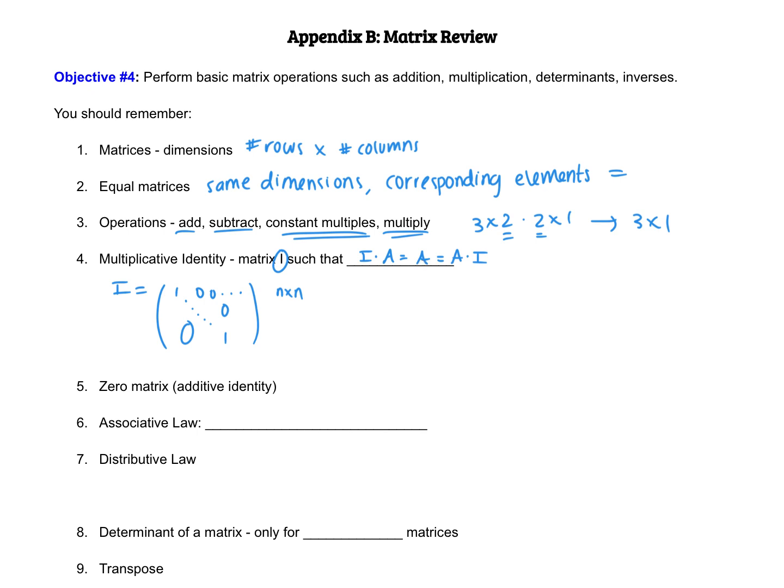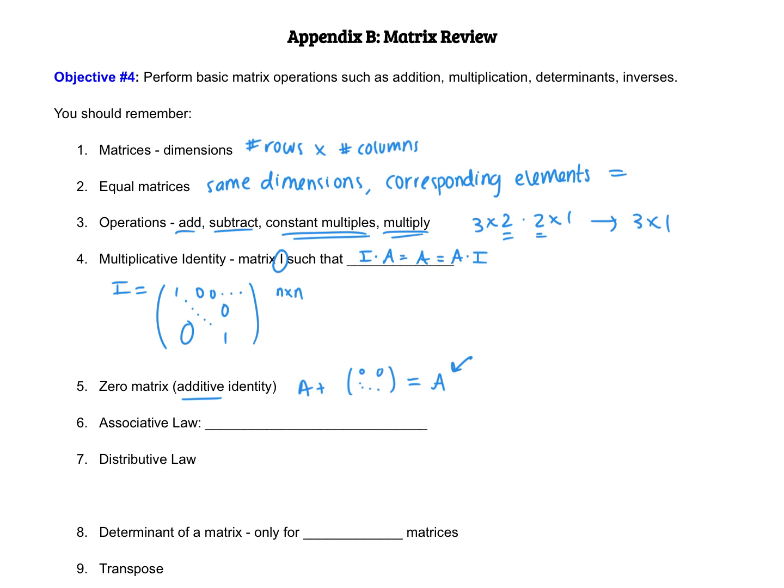Now we also have the zero matrix, which is the additive identity. And that just says if we take A and we add a matrix that has a whole bunch of zeros in it, we're gonna get matrix A back. And that should make sense. We take a matrix that we're adding, hence the additive part. Identity just means that we get that matrix back.